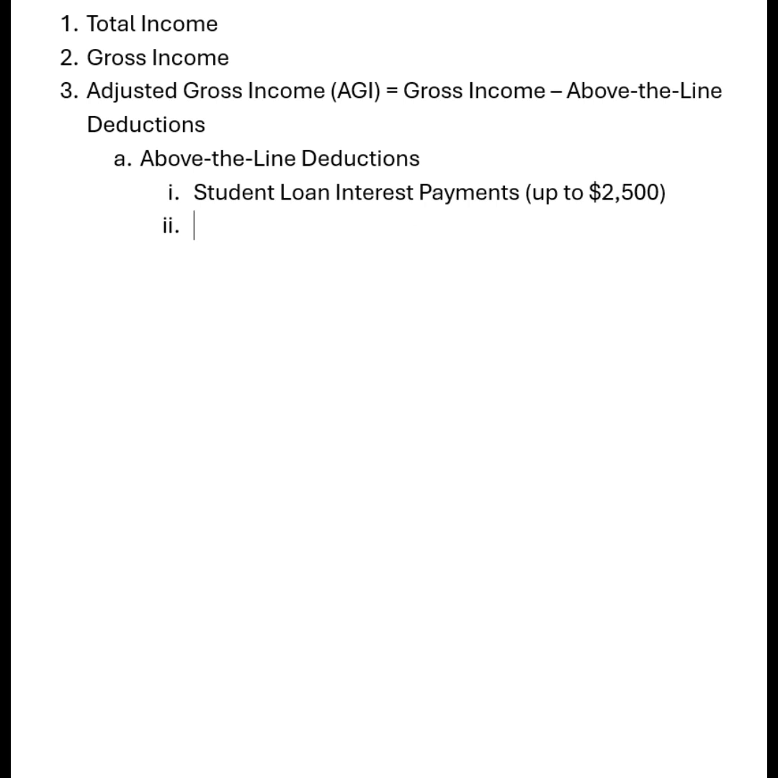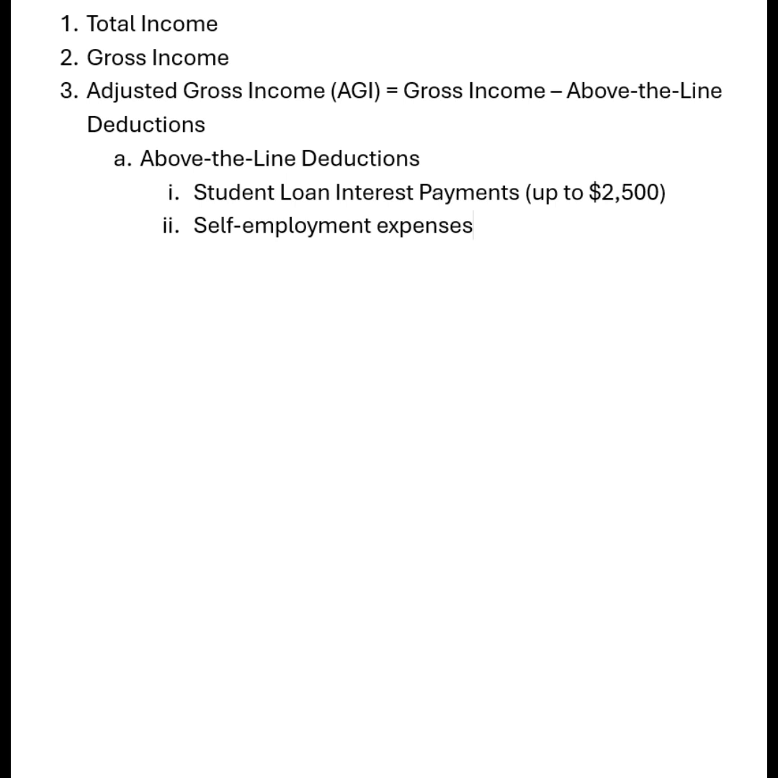Another category of above-the-line deductions, which could be really substantial for some people, would be self-employment expenses. Now, I'm not going to go into great detail here because self-employment expenses are not always deductible. It depends specifically on what those expenses are and how your side income is categorized as far as the federal government is concerned. But in some cases, self-employment expenses could be deductible.